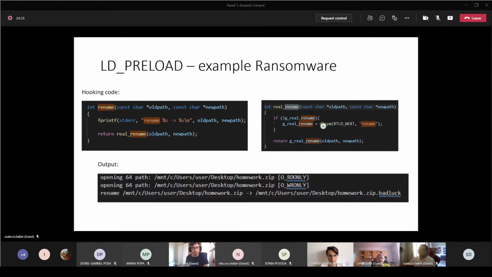Just a second. So here is an example where we override the rename function, and we introduce some basic logging where we log the old path and the new path of the file. And for the ransomware command, this is the output that we get. You can see that the homework.zip was opened, then it was written, and finally homework.zip was renamed with the bad luck extension.